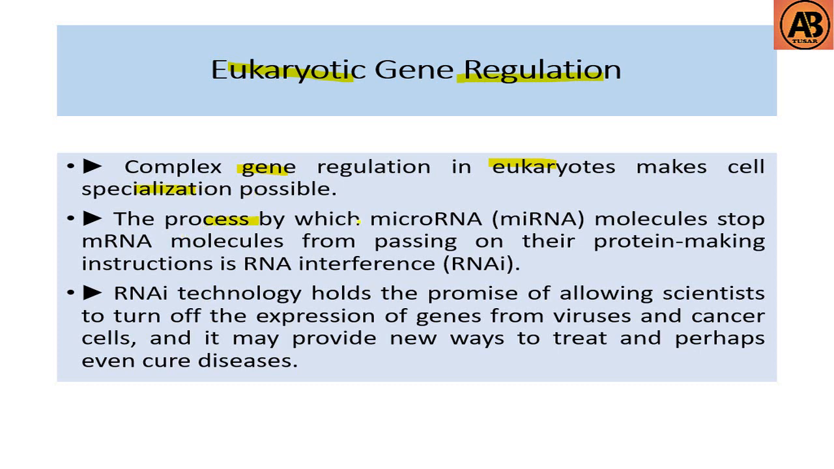The process by which microRNA molecules stop mRNA molecules from passing on their protein making instructions is RNA interference. RNA interference technology holds the promise of allowing scientists to turn off the expression of genes from viruses and cancer cells, and it may provide new ways to treat and perhaps even cure diseases. So this is eukaryotic gene regulation.